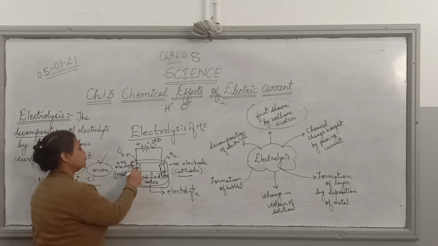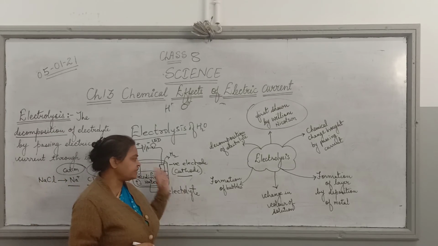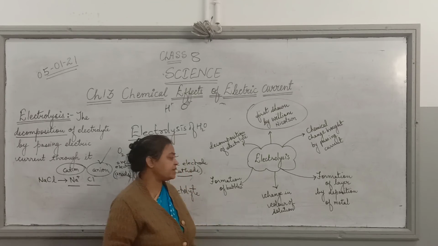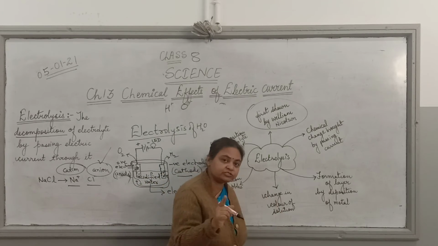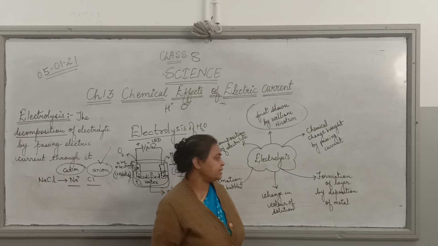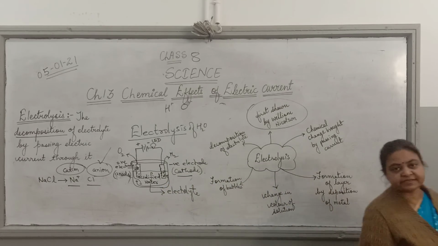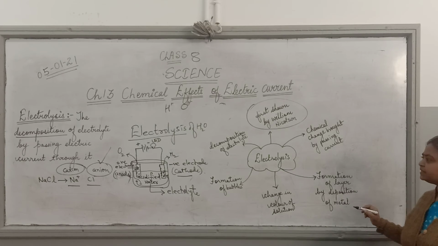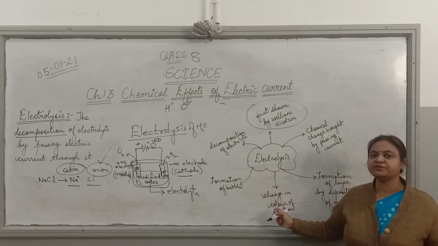Right? On this electrode also. In some cases, not in this one, but if some other electrolyte is taken, there might be change in color of the solution also, showing chemical effect. And in some other cases, there might be formation of a layer of another metal, deposition of another metal. How this deposition of another metal takes place, we will take another example to understand that.